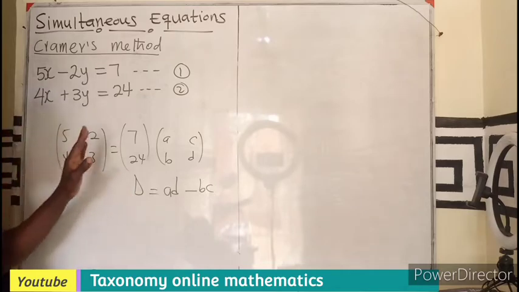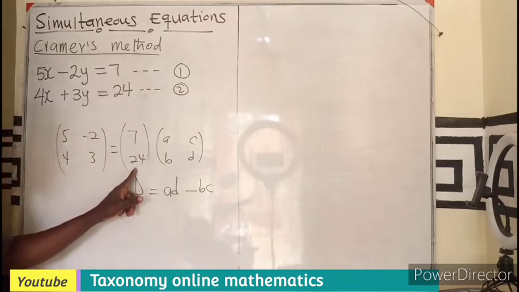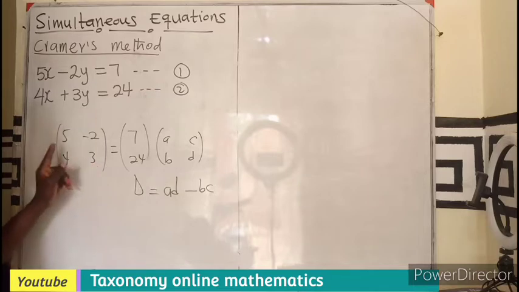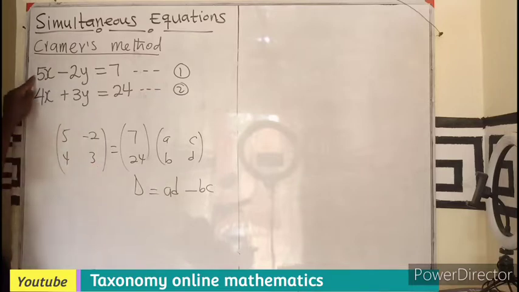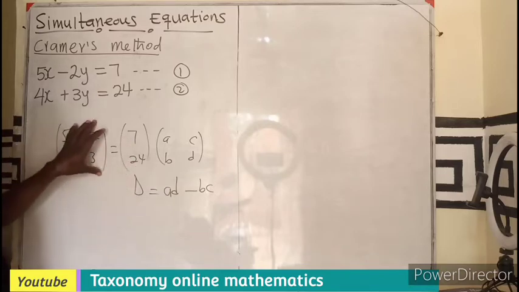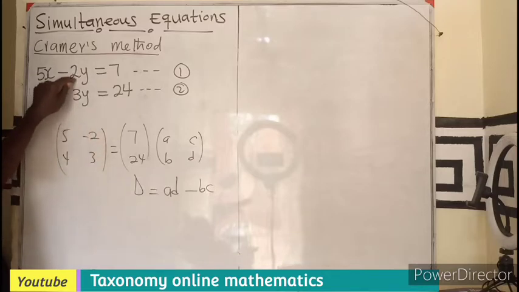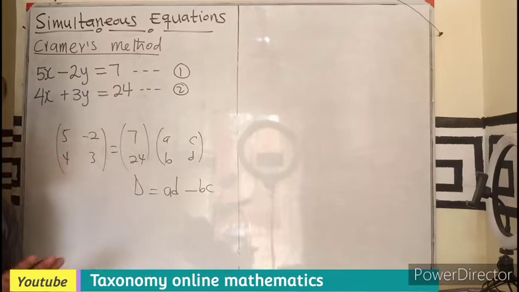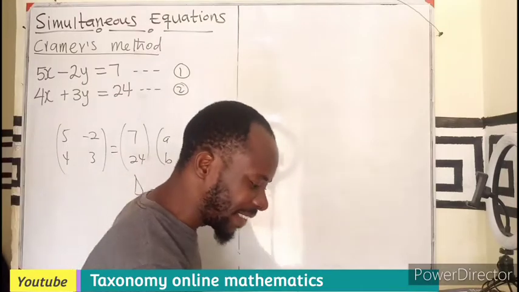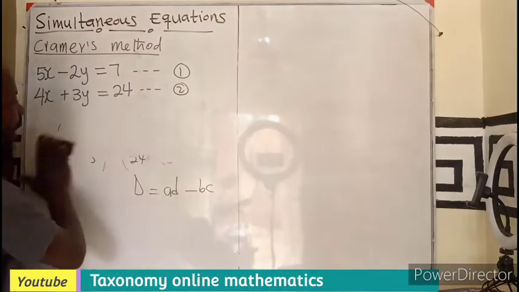Okay, so in doing that, we are going to be marrying the 2 by 1 matrix with this. So if I take this and take this, it means that I want to find the value of x, because these are the coefficients of x. So if I take 5, 4, 7, and 24, leaving this, it means I want to find the value of y, meaning these are the coefficients of y. So these are the terminologies we are going to employ in Cramer's method.